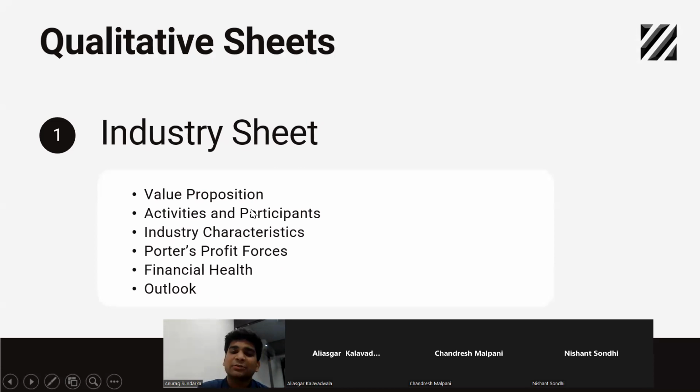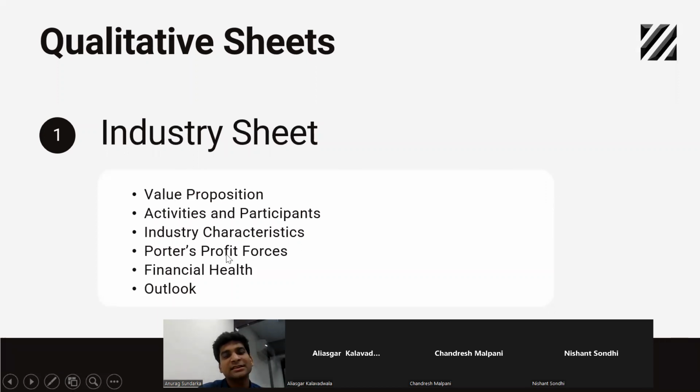For the industry, you need to understand how big the industry is. First, why does the industry exist? What is the value proposition? Who are the different players in the industry, the different suppliers, the different customers? Then what are the industry characteristics? Any news that's coming up? Any future outlook? These are very important.